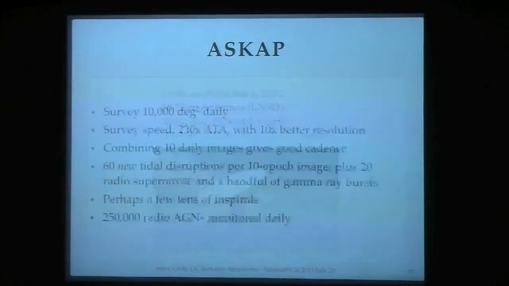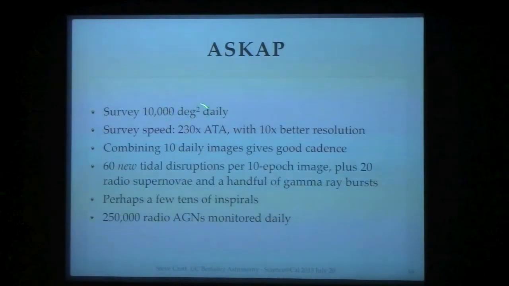Skipping through, there's an ASKAP antenna. It's going to survey basically most of the visible sky every day, 230 times as fast as the ATA did, with 10 times better resolution. It should see about 60 new tidal disruptions, which it will then monitor over time, with visits every 10 days, plus about 20 radio supernovae and a handful of gamma ray bursts, maybe a few tens of these inspiraling black holes, and 250,000 of these actively feeding radio AGNs that it will monitor every day. So this is real revolutionary stuff if ASKAP works according to the design specifications.